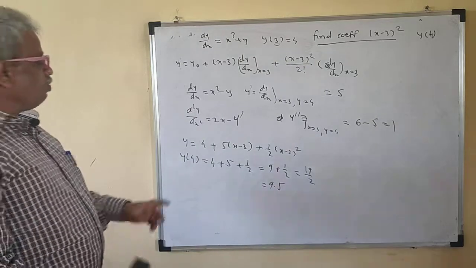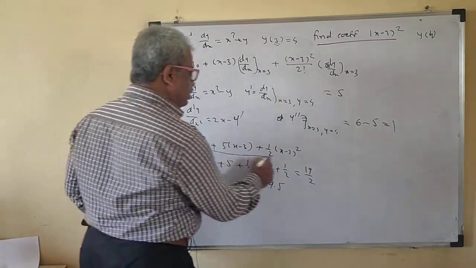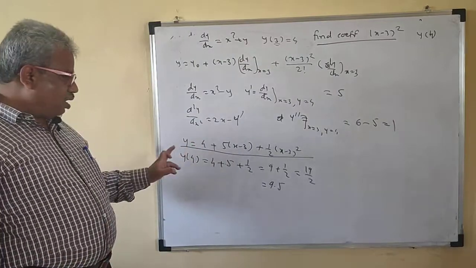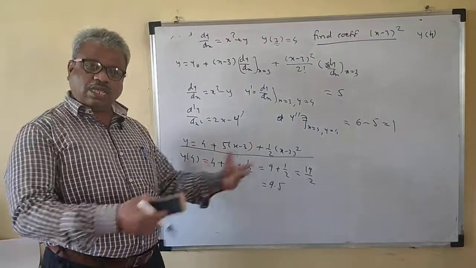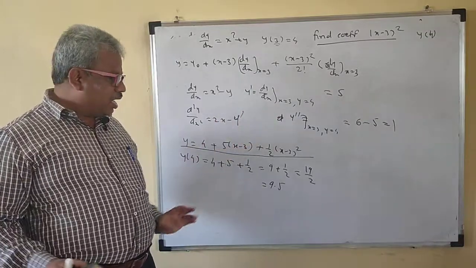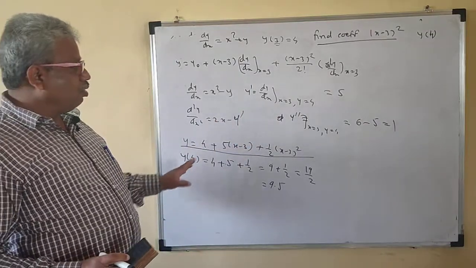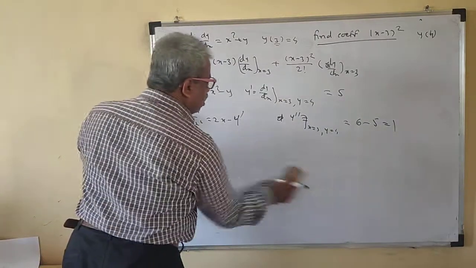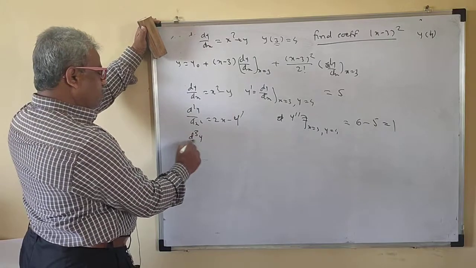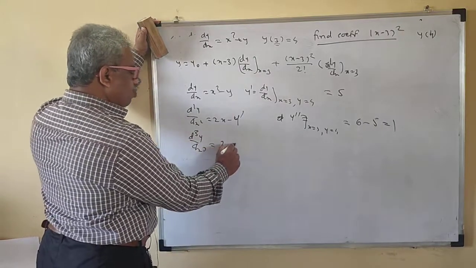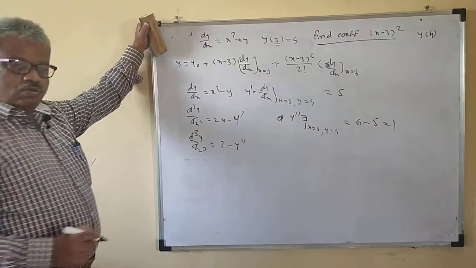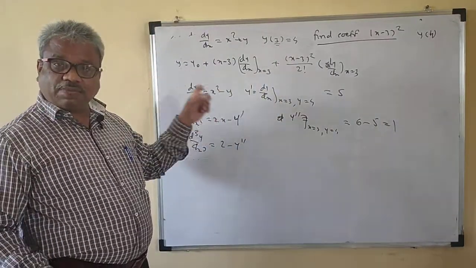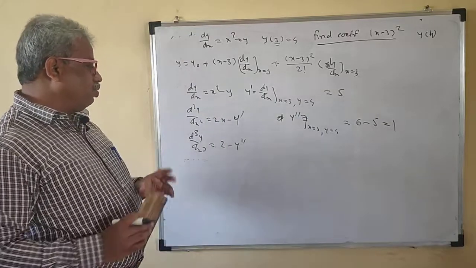Okay, so now if you do this, you can find the value of y at any point. You can find the coefficient of x minus 3, the coefficient of x minus 3 square, and so on. It is very easy. Even the third derivative is also very easy if they want it. To find the third derivative, you need y prime and y double prime, so you need that value.